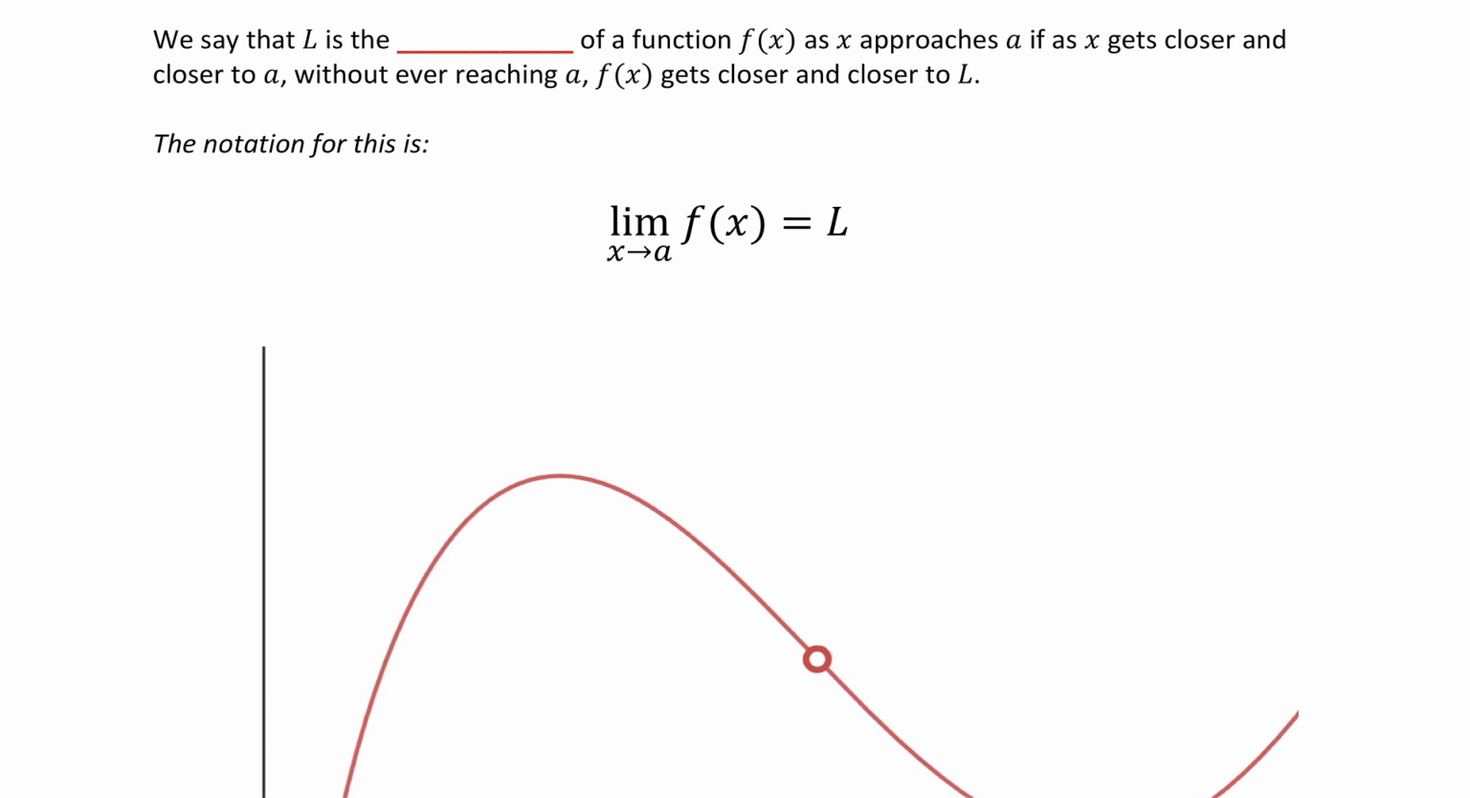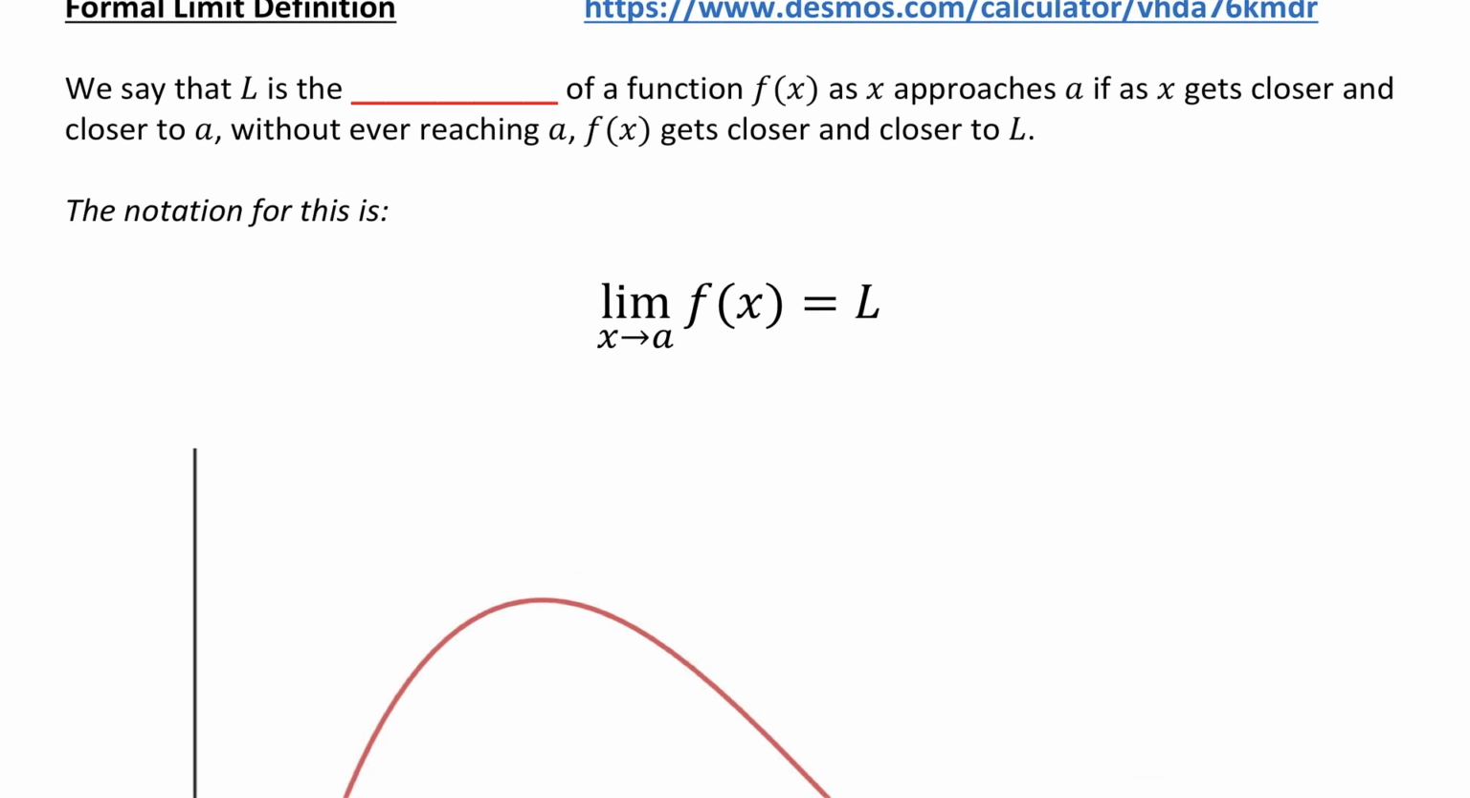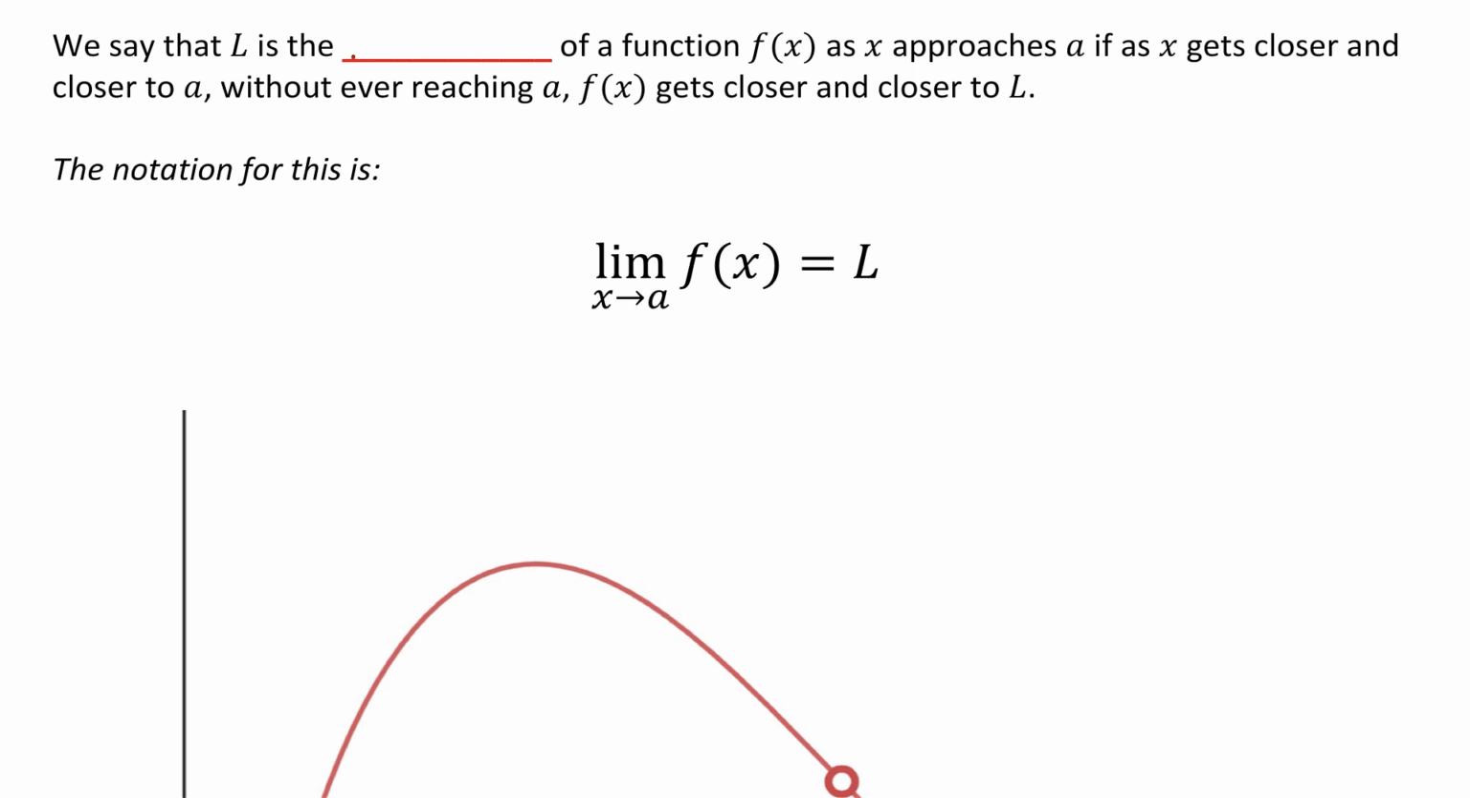Let's start with the basic definition of a limit. We say that L is the limit of a function f at x as x approaches a, if as x gets closer and closer to a without ever reaching a, f at x gets closer and closer to L. That's just a very basic definition of a limit, and here's how we would write that information. The limit as x approaches a of f at x equals L.